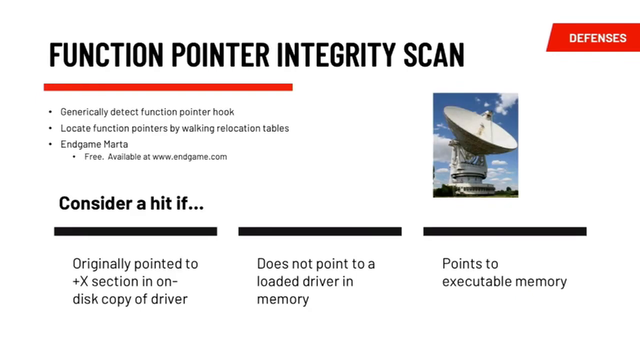So our goal was to generically detect DoublePulsar as it lay dormant, without signatures. One option would have been to scan through the kernel pool, which is a heap in the kernel, looking for shellcode-like blobs. Unfortunately, on Windows 7, the entire non-page pool is executable, which leaves a large search space, and we're worried about false positives. So instead, we decided to identify the function pointer hook.